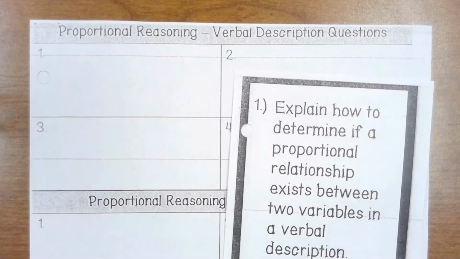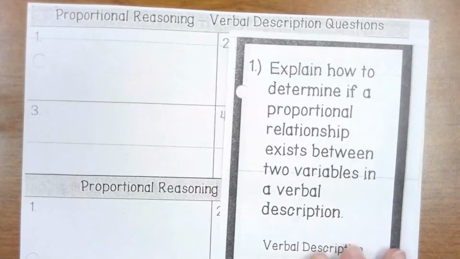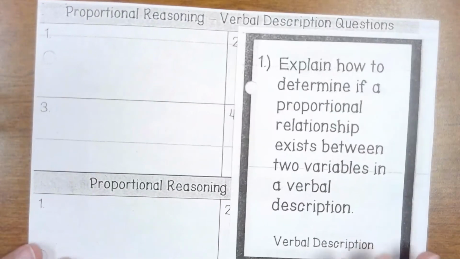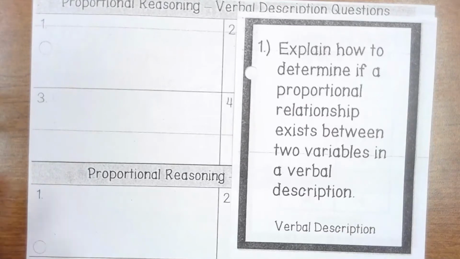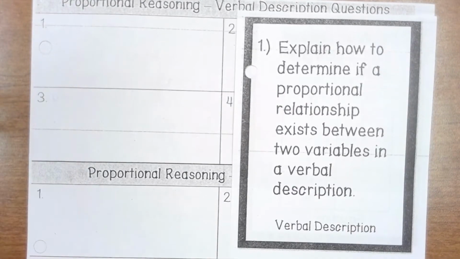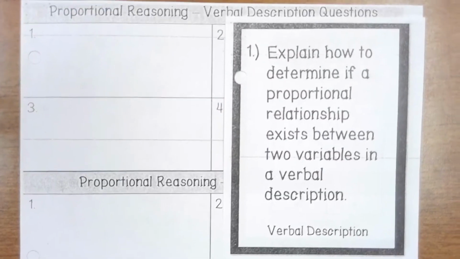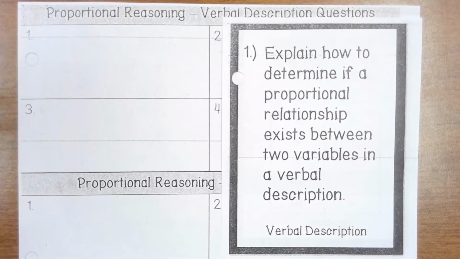Alright, so in a verbal description, they want to know, explain how to determine if a proportional relationship exists between two variables in a verbal description. So in other words, how can we tell if there is going to be a proportional relationship when given a word problem? So like, what are we looking for in a word problem? Well, we're looking for if they told us a constant rate of change.